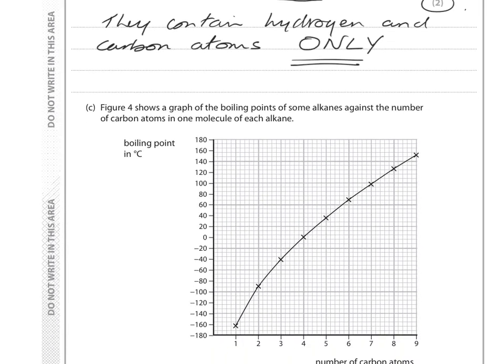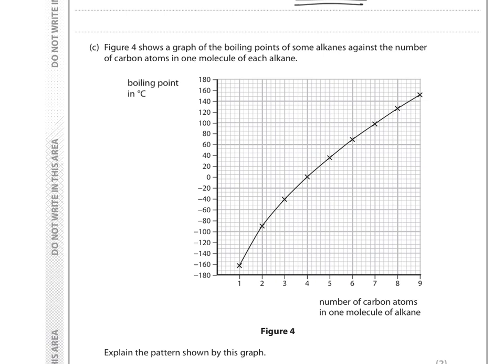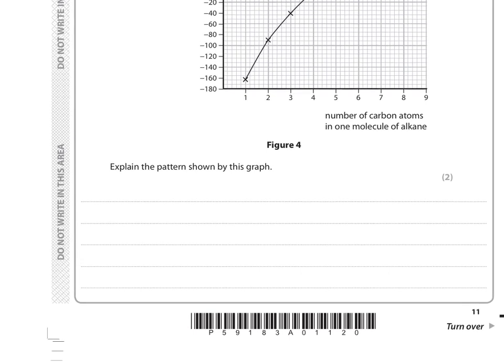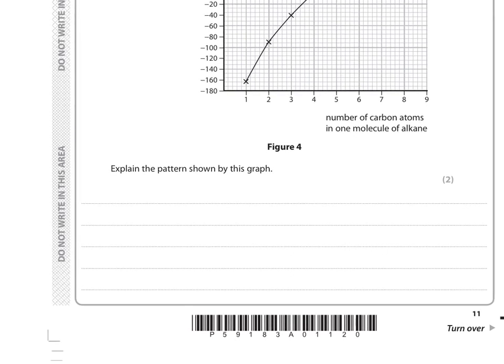Part C says figure 4 shows a graph of the boiling points of some alkanes against the number of carbon atoms in one molecule of each alkane. And it says, explain the pattern shown by this graph. Now the key word there is explain the pattern, and if you're asked to explain a graph, you have to first of all describe it for 1 mark and then account for it for the 2nd mark. So the pattern is the bigger the number of carbon atoms, the higher the boiling point. So you got 1 mark for saying that.